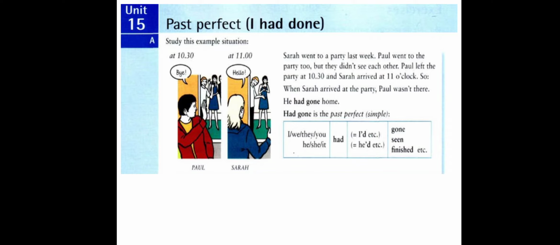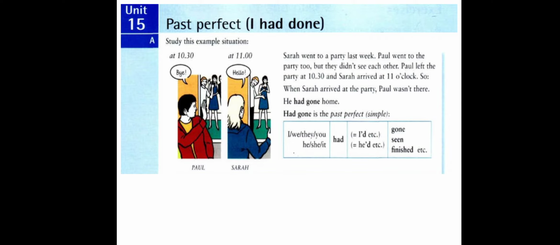We started with the second action. Sarah arrived at the party, and it is in the past simple. It comes after when, and the other action which preceded it, which happened before it, is used in the past perfect to show that it was the first action. So the sentence becomes like this: when Sarah arrived at the party, arrived here is past simple, Paul had gone home. Paul had gone home before Sarah arrived at the party.